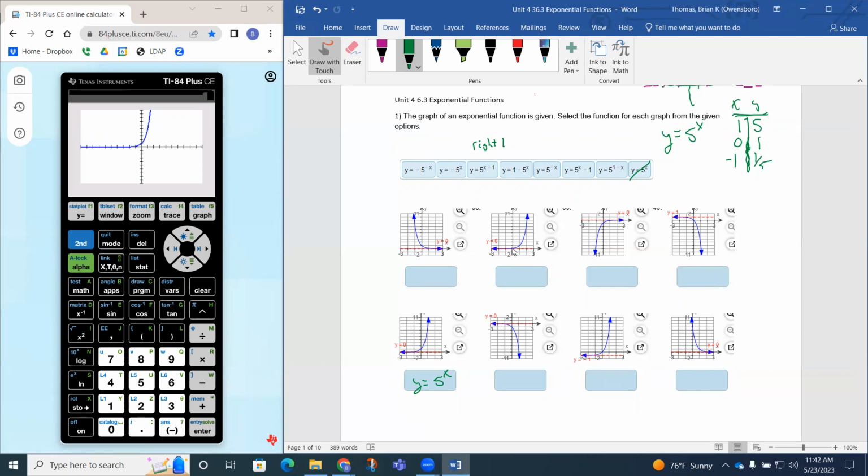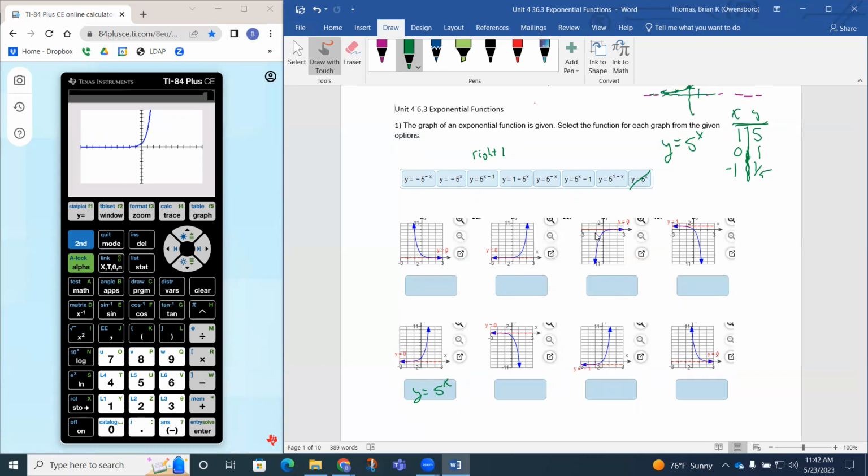And this looks like it moved to the right 1. So I'm liking this graph. This one doesn't look like it's opening the correct way. This one looks like it went down. Notice how there's the x-axis, and this asymptote actually went down 1 here.